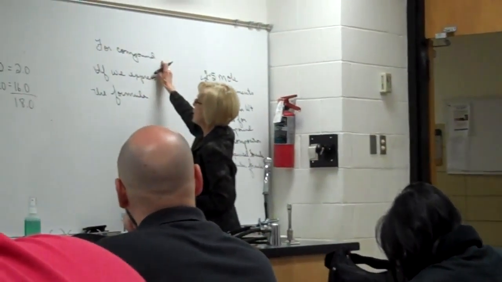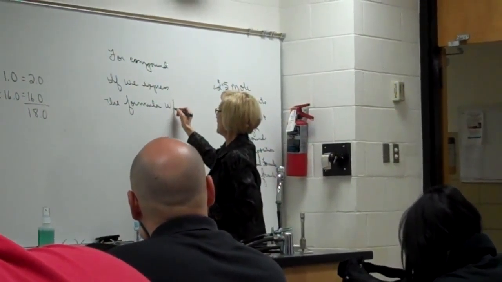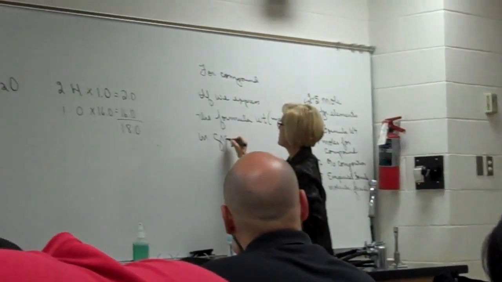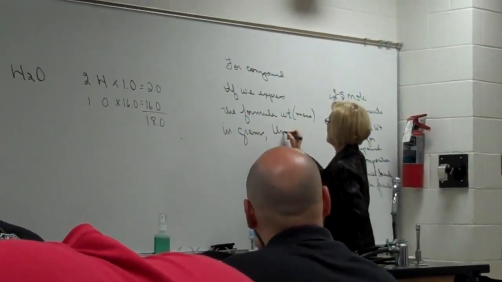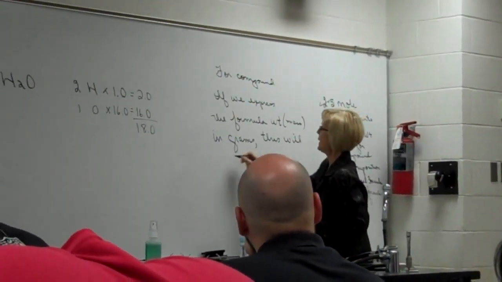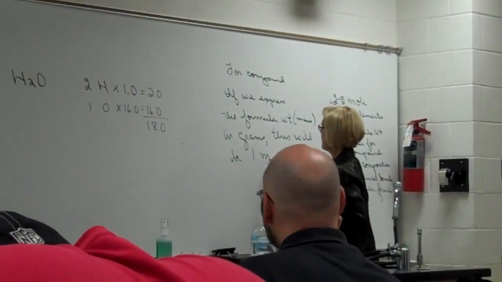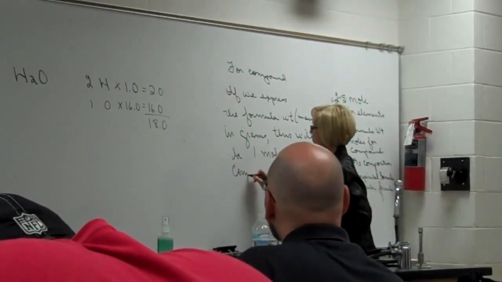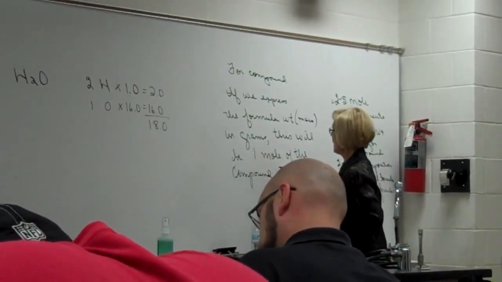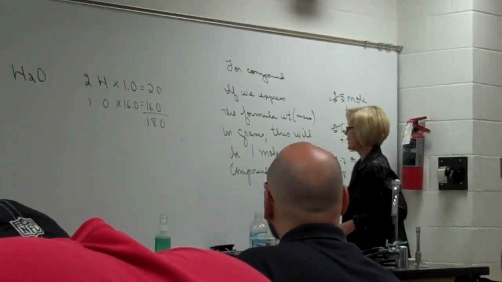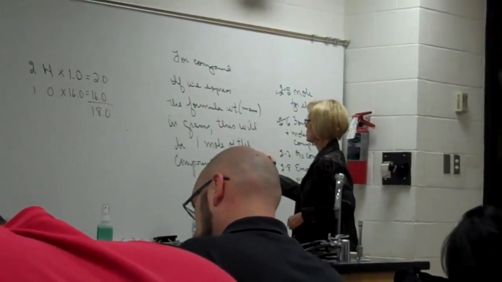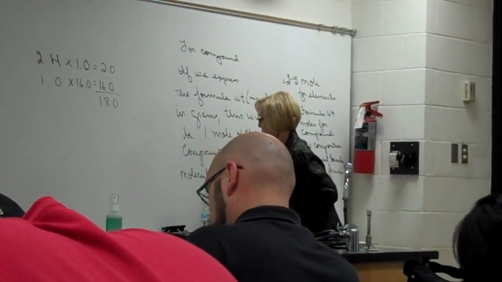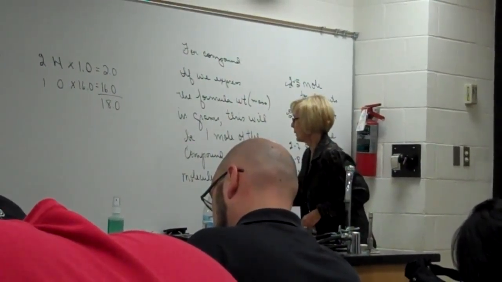So if, for a compound, we express the formula weight or mass in grams, this will be 1 mole of the compound, or 6.02 times 10 to the 23rd molecules of the compound.